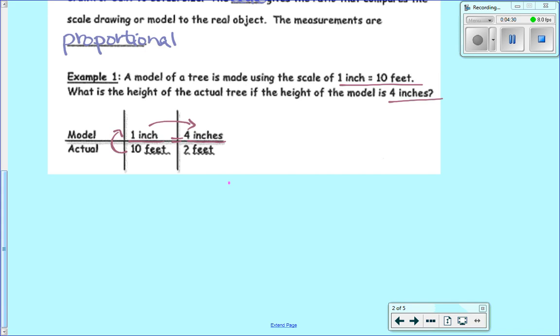Okay, so if we go between, 1 times what is 4? 4. Good. So 10 times 4 is 40. Good. So that would give us 40 feet. If we went within the fraction, what do we do to 1 to get to 10? Times 10, absolutely, and so we would also do it to the other side, and we see we still get 40. 4 times 10 is 40. Are we good with that?